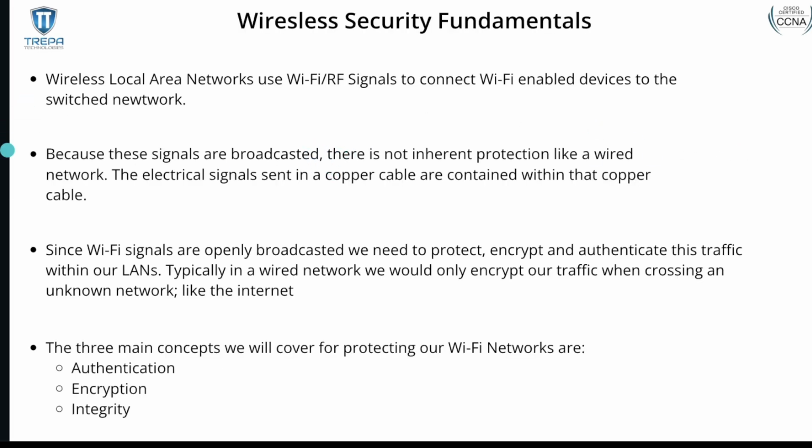Okay, so wireless local area networks use Wi-Fi or RF signals to connect Wi-Fi enabled devices to the switched or the backbone network. Now, because these signals are broadcasted, there is no inherent protection like there would be in a wired network. What do we mean by that? Well, when we have a LAN, typically from our LAN users to our switches to our router to our local servers, we won't have data in transit encryption. It's not really needed, right? We only do that when we're going across the internet, maybe to a foreign web server out on the internet on our untrusted networks. So we do TLS, right, for HTTPS requests.